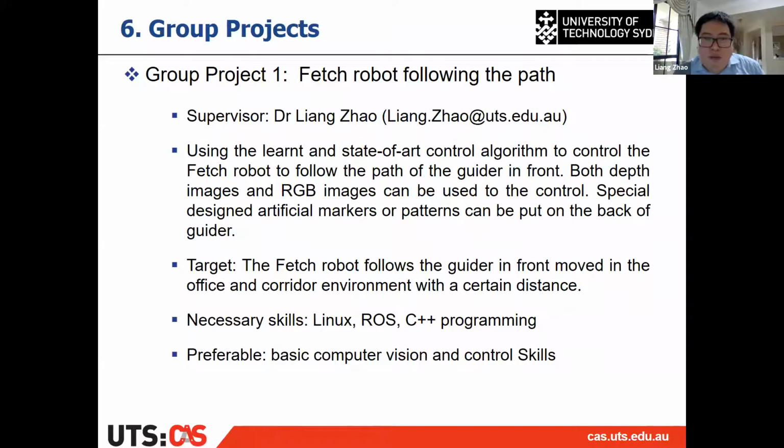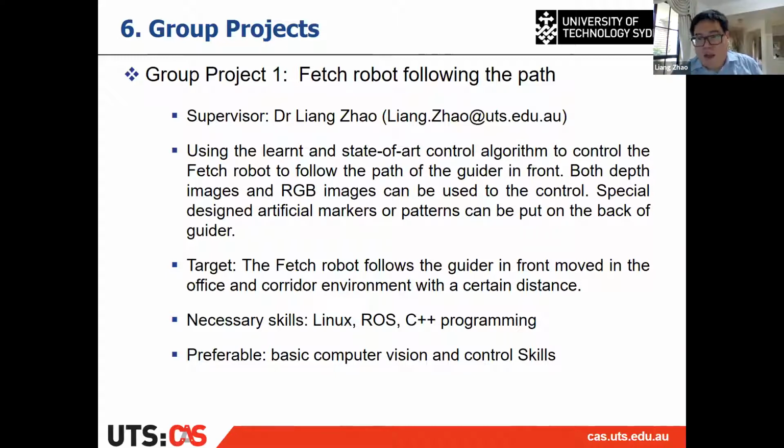So the first fetch robot project is fetch robot following the path. Which means there's a fetch robot and there will be a leader. Normally, if you have the robot, a person can be the leader. And then in the simulator, you can use anything. You can just use a marker or something in front to simulate the person as the leader. And the target is to control the fetch robot to follow the leader or the guider in front. And it moves in the simulated environment and keeps a certain distance.